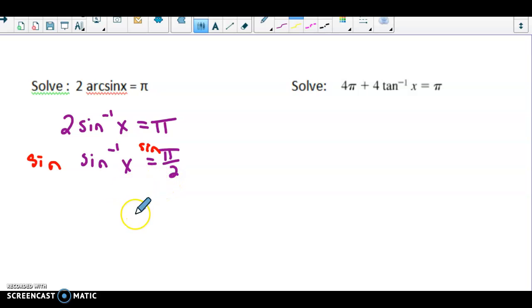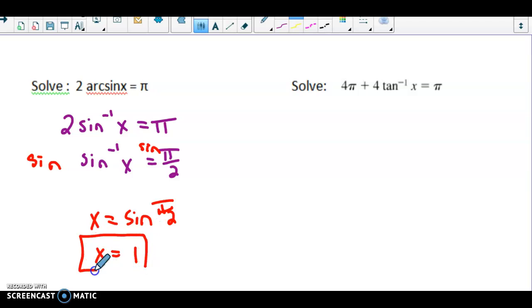We're used to taking the inverse sine to get to x. Now I'm taking the sine. That gives me x equals the sine of pi over 2. Well, the sine of pi over 2, we know what that is. It's 1. So we actually get x equals 1.